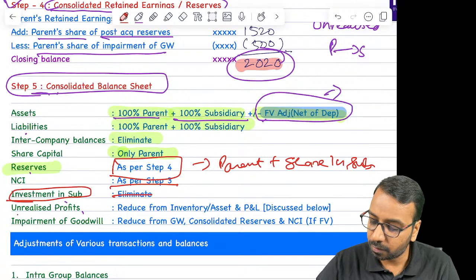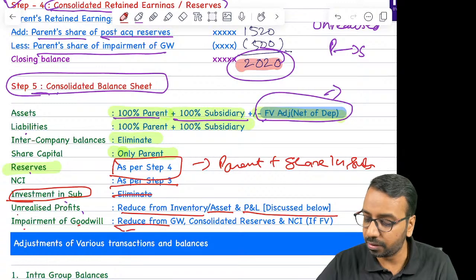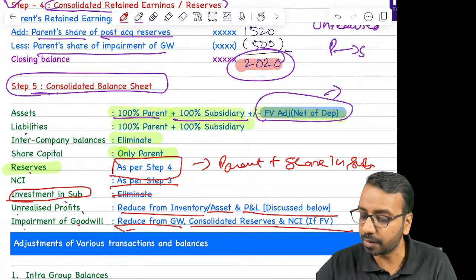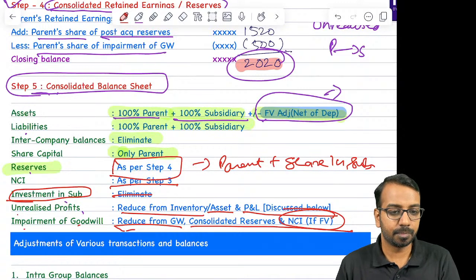Unrealized profit we will reduce from inventory or the asset and from the P&L. Impairment of goodwill you will reduce from the goodwill and consolidated reserves. NCI if it is fair value. So far, is it clear? Any questions so far?